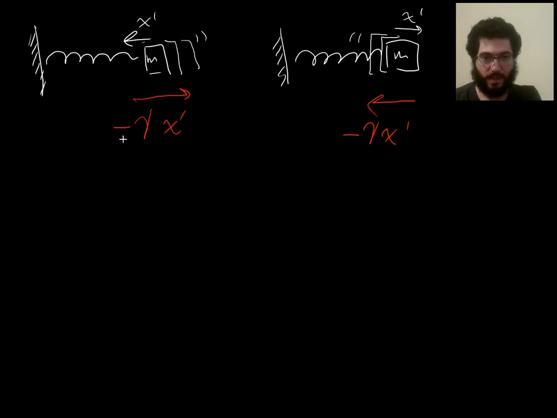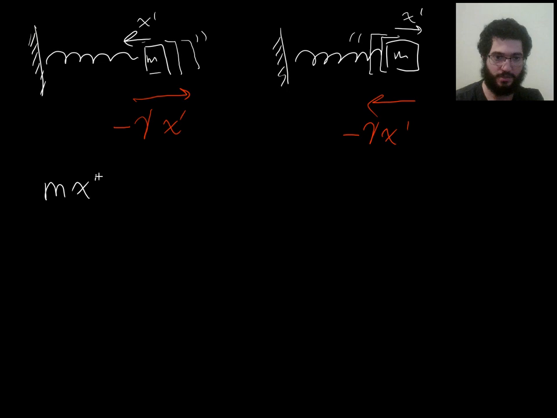Okay, so I'm just trying to convince you that no matter which way x prime is going, putting minus gamma x prime as the damping term in our net force is going to have the correct sign.